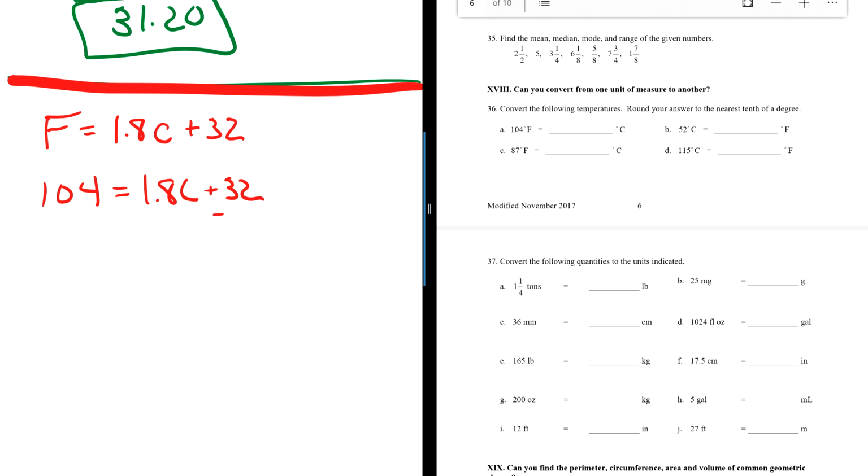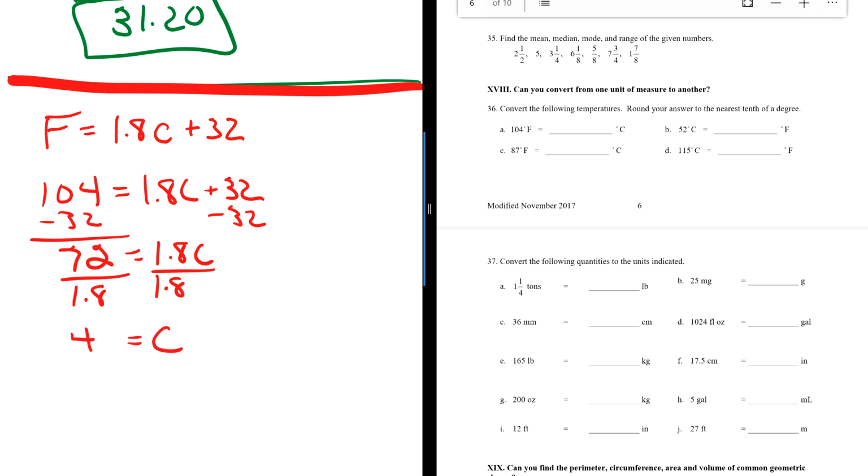So what do I do? I subtract 32 from both sides. And I've got 104 take away 32 is 72. And that's going to equal 1.8 C. To get the C by itself, I'm going to divide both sides by the 1.8. And what does that come to? 72 divided by 1.8 gives me 40. So C equals 40.